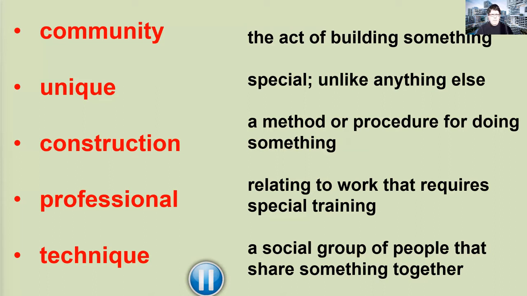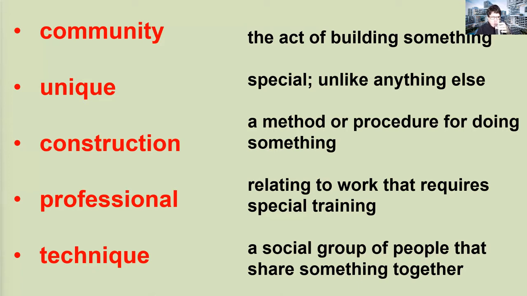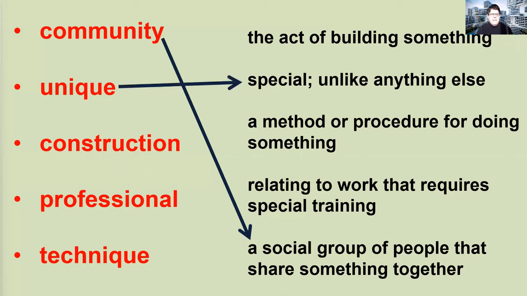Okay, so let's check the words and the meaning of the words. As I said, we all know that community is not the act of building something. Community is a social group of people that share something together. If something or someone is unique, it is special, unlike anything or anyone else. And the example I used at the beginning, that is construction, the act of building something.